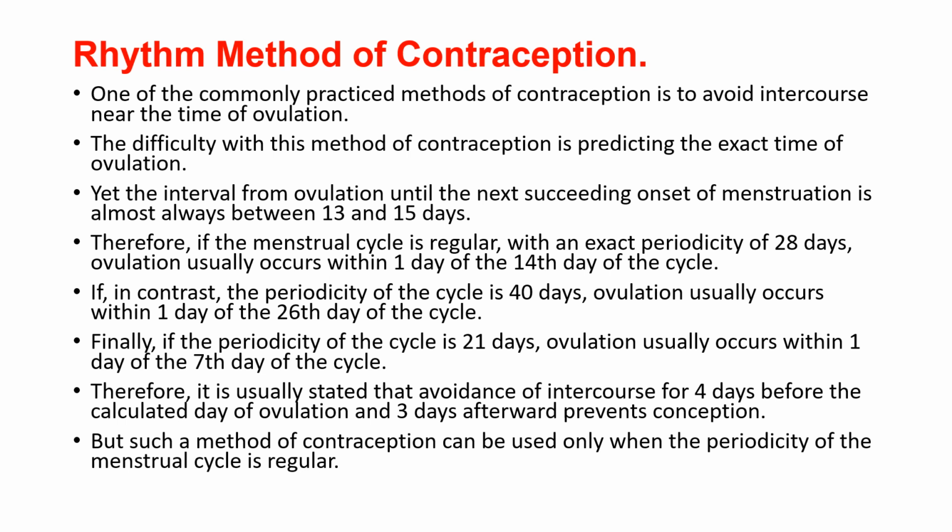of the 14th day of the cycle. If, in contrast, the periodicity of the cycle is 40 days, ovulation usually occurs within 1 day of the 26th day of the cycle. Finally, if the periodicity of the cycle is 21 days, ovulation usually occurs within 1 day of the 7th day of the cycle. Therefore, it is usually stated that avoidance of intercourse for 4 days before the calculated day of ovulation and 3 days afterward prevents conception. But such a method of contraception can be used only when the periodicity of the menstrual cycle is regular.